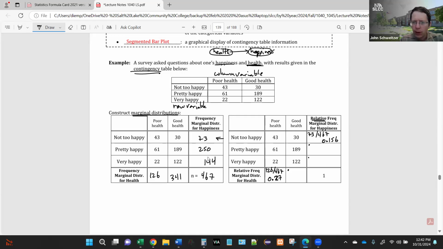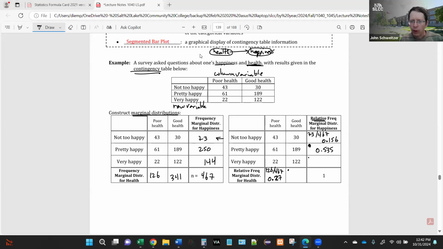All right, can anybody give me one of these? Let's say what percentage of people are pretty happy, or what proportion of people are pretty happy? 0.535, exactly. Good. Thank you, Noah. Any questions about how we're getting these numbers?